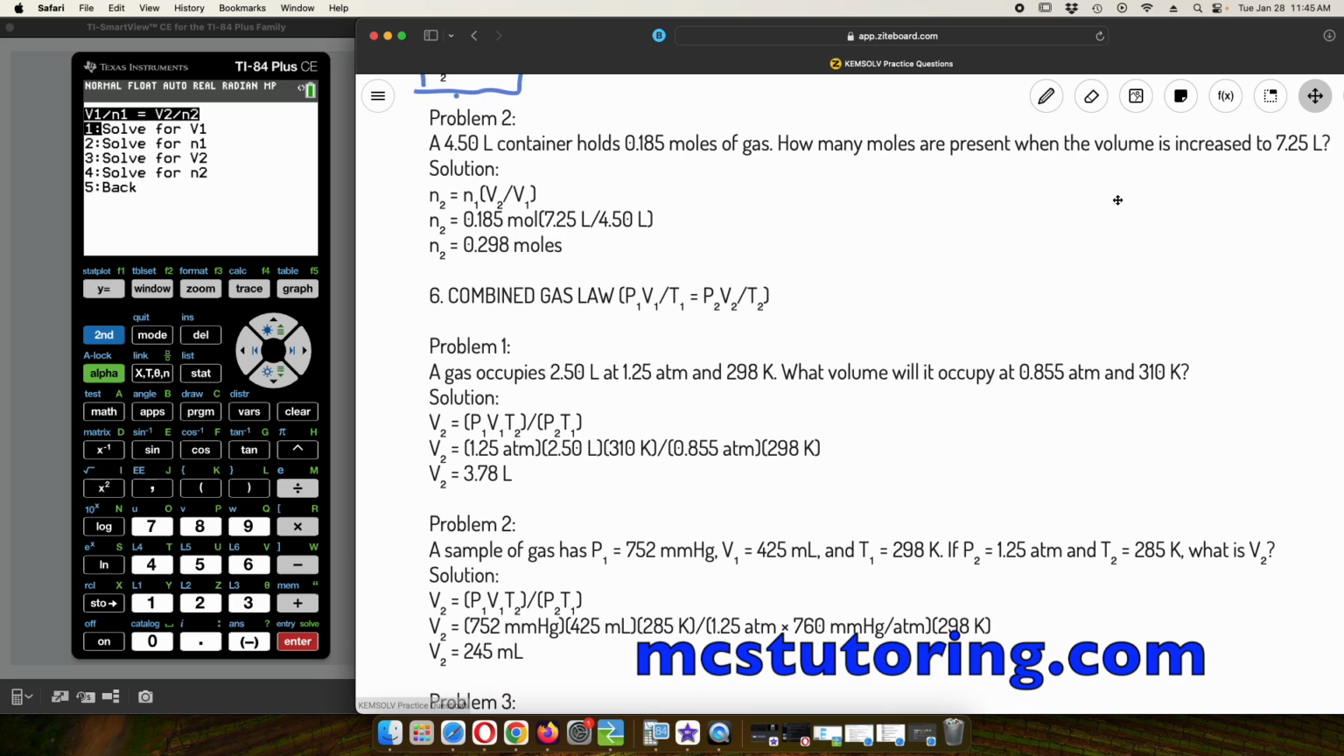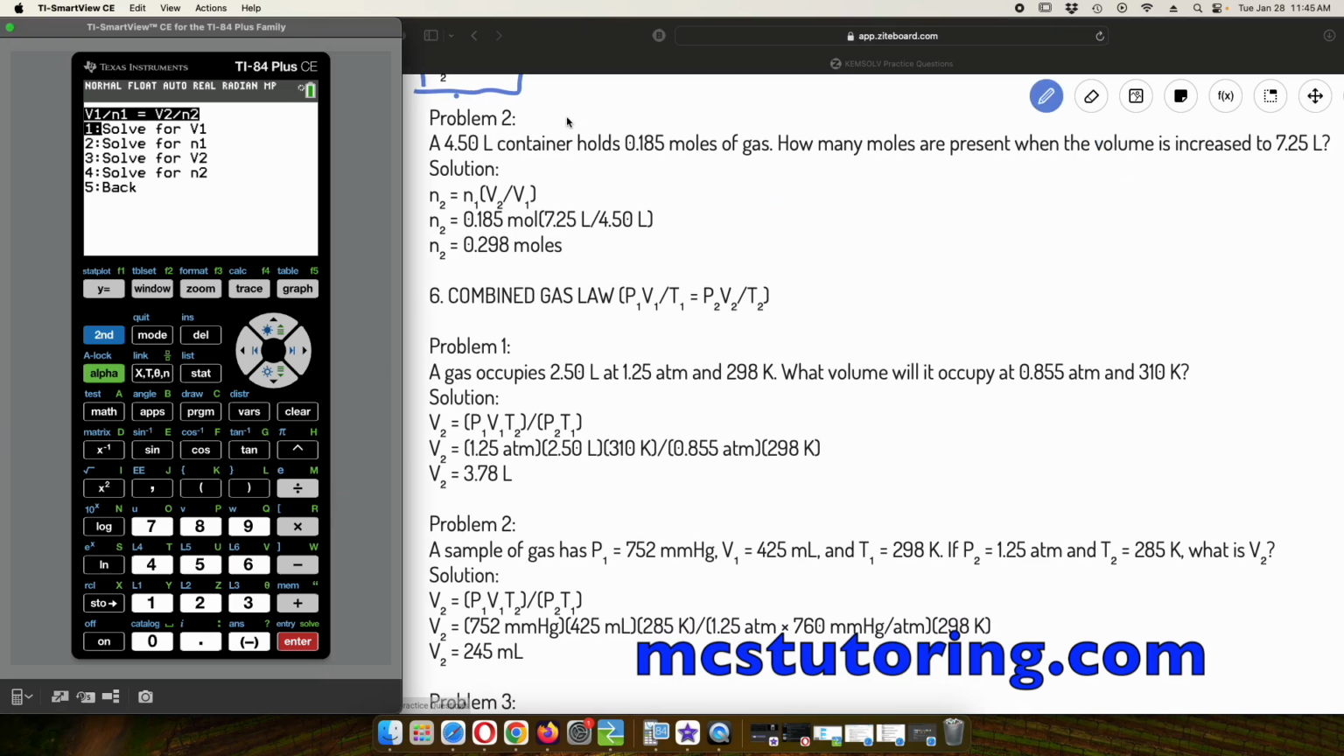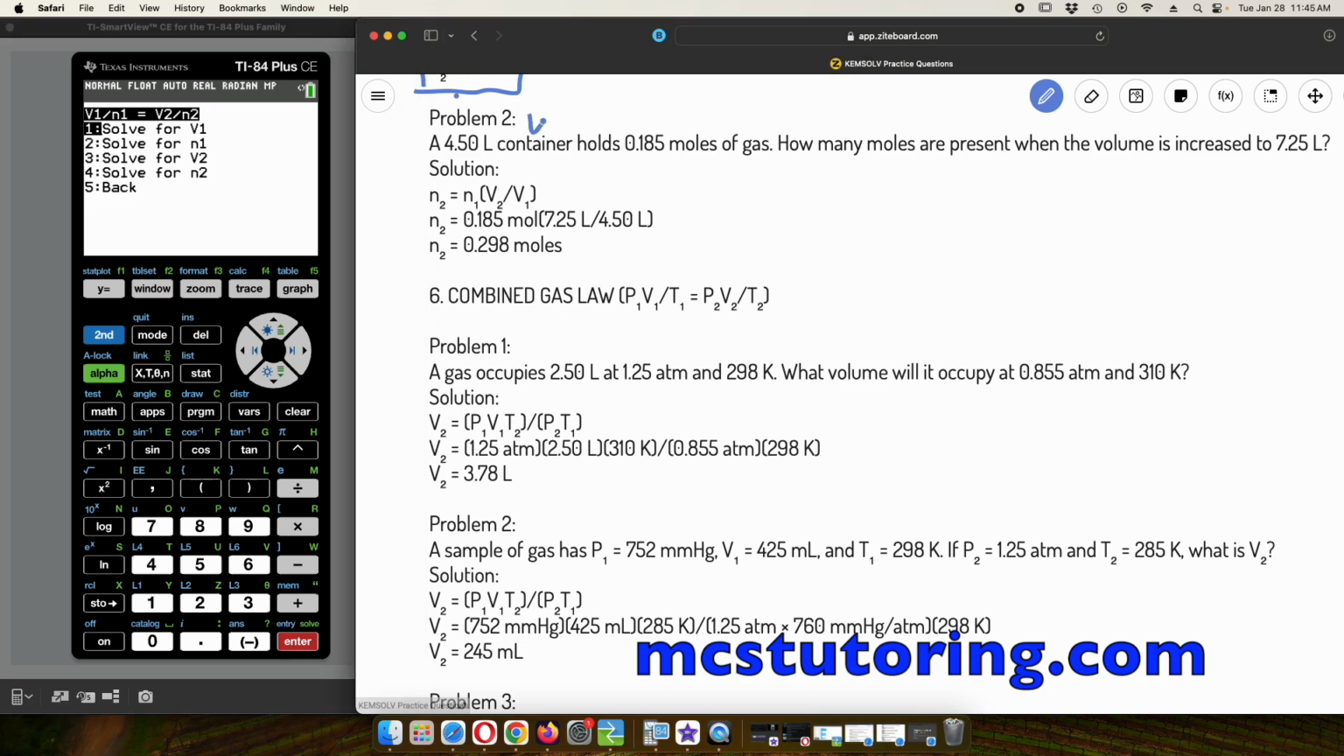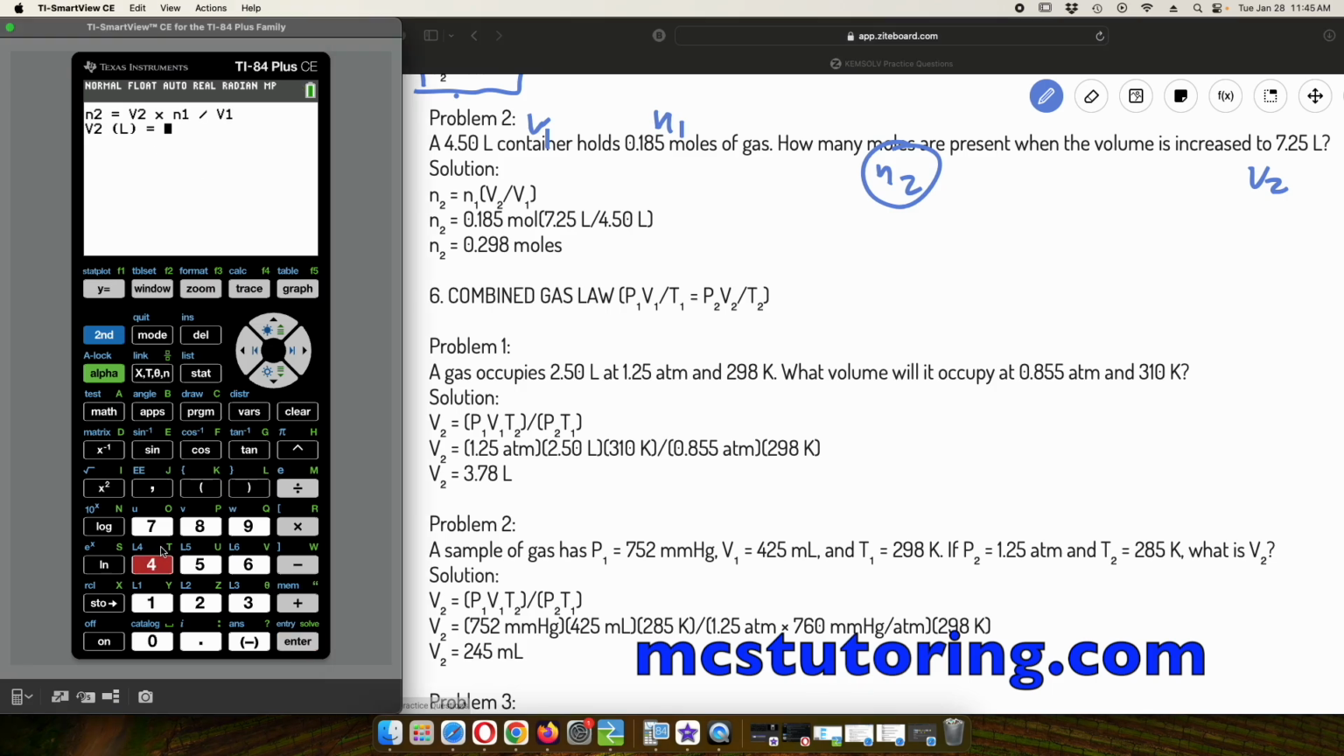I want to move it up a little bit. Problem 2: a 4.5 liter container. That's going to be our V1. It holds 0.185 moles. Yes, that's our N1. How many moles are present when the volume is increased? So V2 is this. How many moles? That's our N2 that's up for grabs here. So we're going to solve for N2. It's option 4. Okay, good. V2, 7.25 liters. N1, okay, that's the 0.185.